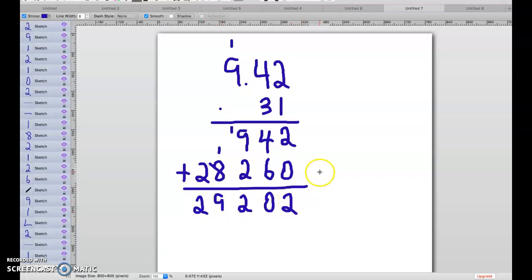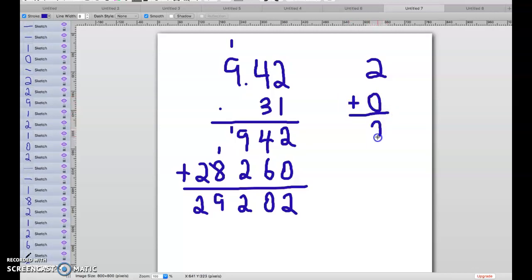All right, we have to talk for a quick second about how many decimal places this result is going to have. When we multiply with decimals, we count the number of decimal places in our first number and in our second number. So in our first number, we have 2 decimal places. So I'm just going to write a 2 over here to say 2 decimal places. Okay, and we have 0 decimal places in 31. So 2 plus 0 is 2, and that is how many decimal places we are going to have in our final answer. So 1, 2, and there. So that's my answer, 292.02.